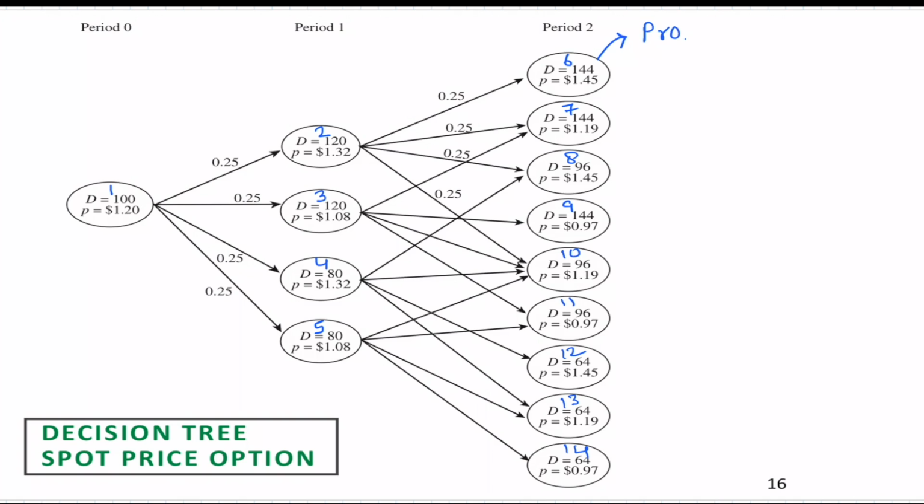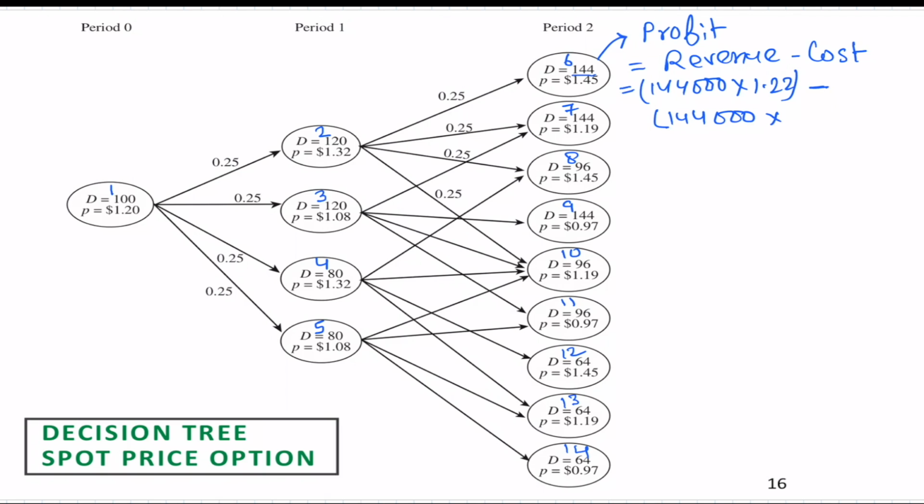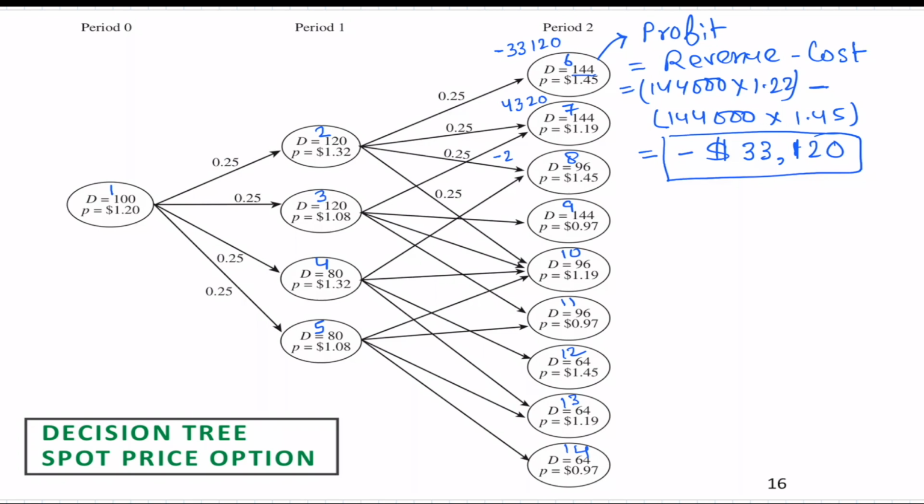Profit at node 6 is given by revenue minus cost. 144,000 times 1.22 minus 144,000 times the cost, which is 1.45. We get negative 33,120. So this way we do the calculation for each node from 6 to 14. I'm going to write this down near the node. So this way we calculate profits in period 2 for nodes from 6 to 14.